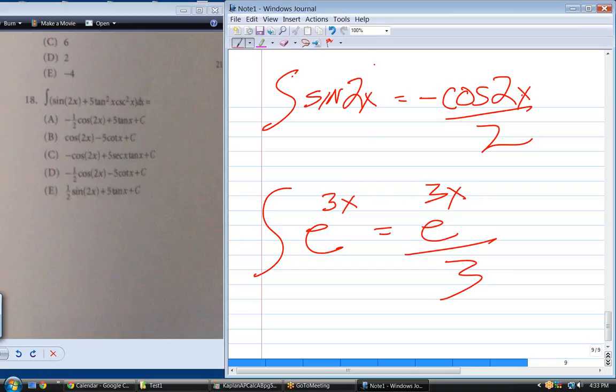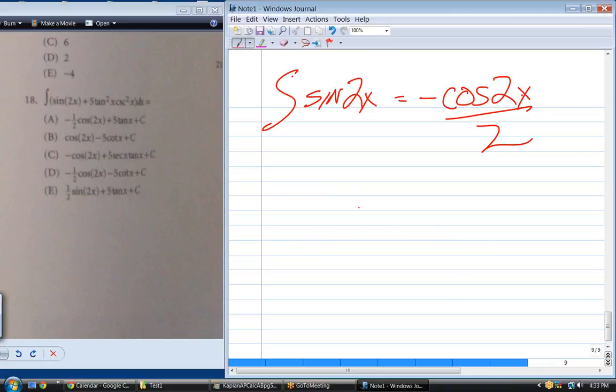Now, whole different story if I put a square there. Then that becomes an unbelievably difficult integral to take. Okay, so as long as it's linear x, then you can do it.